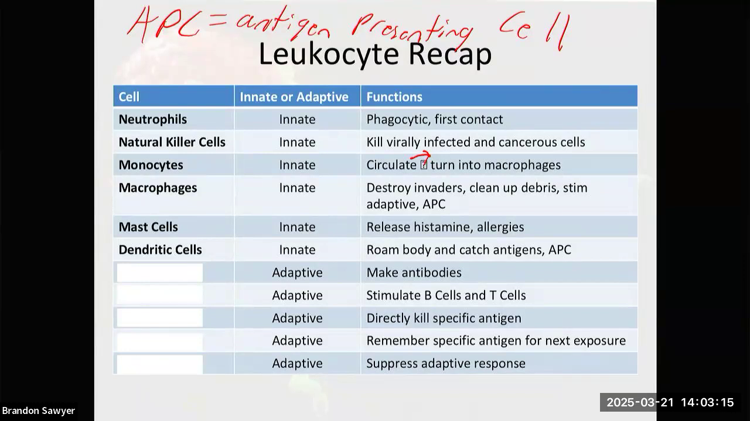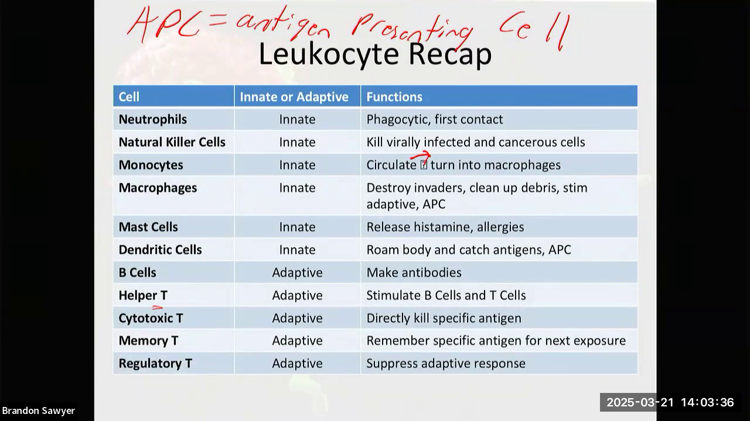The ones that make antibodies, which ones are those? B cells, yeah. The ones that stimulate B cells and T cells, those are our helper T cells. And then we go down to T cells that are directly part of the weaponry of the adaptive system. Those are the cytotoxic T cells. Okay, and then we have memory T cells, and then we have regulatory T cells at the bottom, ones that are suppressing, controlling the immune response so it doesn't get too out of hand. So a bunch of different cells here. These are all leukocytes, right? These are all white blood cells.